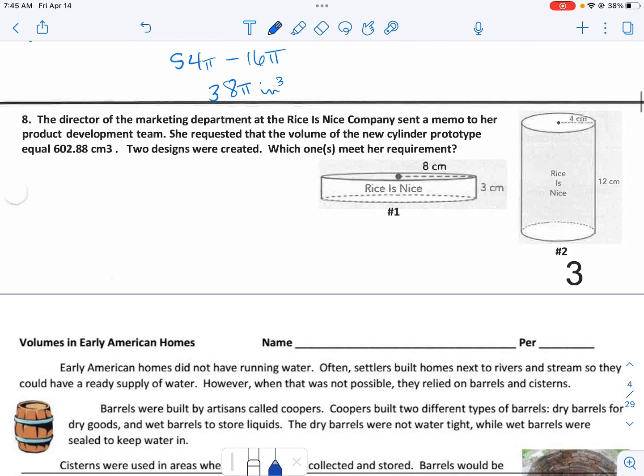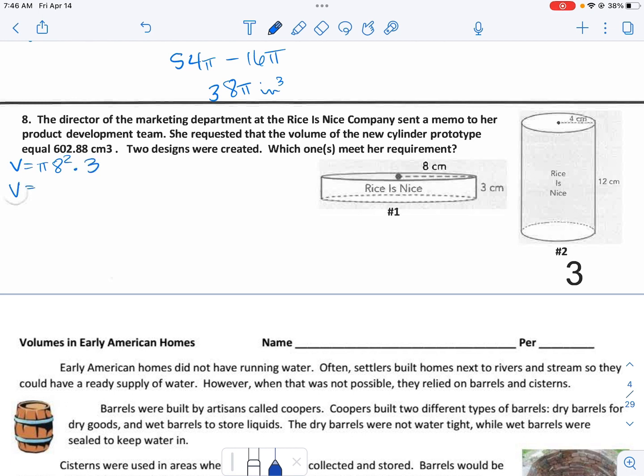Okay, so let's look at this. The director of marketing department at Rice's Nice Company sends a memo to her product development. She requested that the volume of the new cylinder prototype equal 602.88 centimeters cubed. 2 designs were created. Which one meets her requirement? Okay, so let's look at the first one. Volume is pi and the R is 8 times the height of 3.